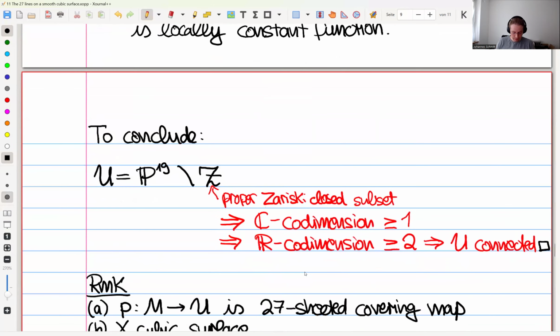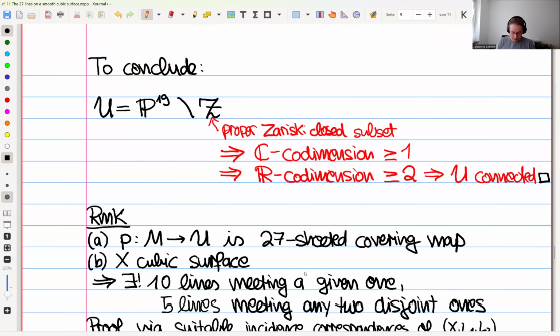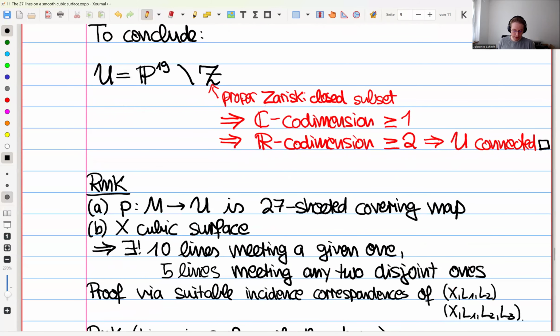So let's see a couple of remarks about this. If you have taken, for example, an algebraic topology class, then what we have shown here, that this M is locally a graph like this, actually, you can formulate it as saying that this M to U is a covering map. And then we have just shown that it's actually this finite covering map of degree 27. So it's 27 sheeted covering. Each cubic has exactly 27 lines on it.